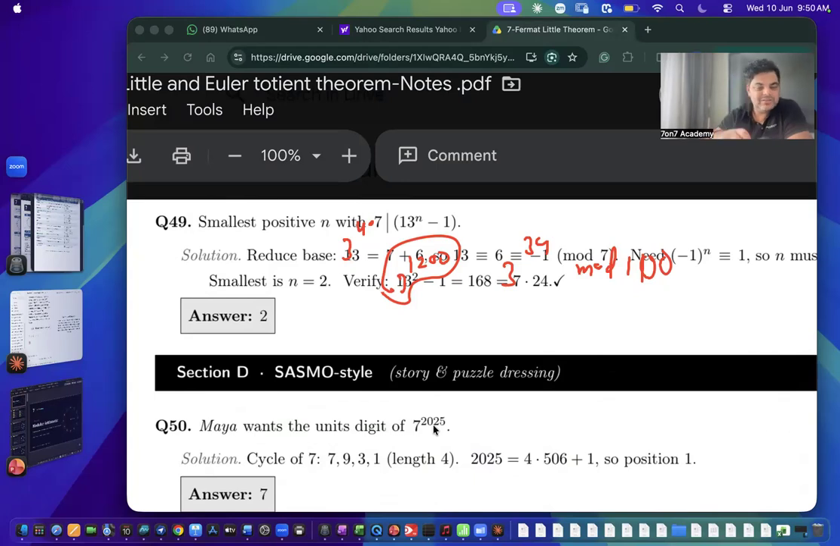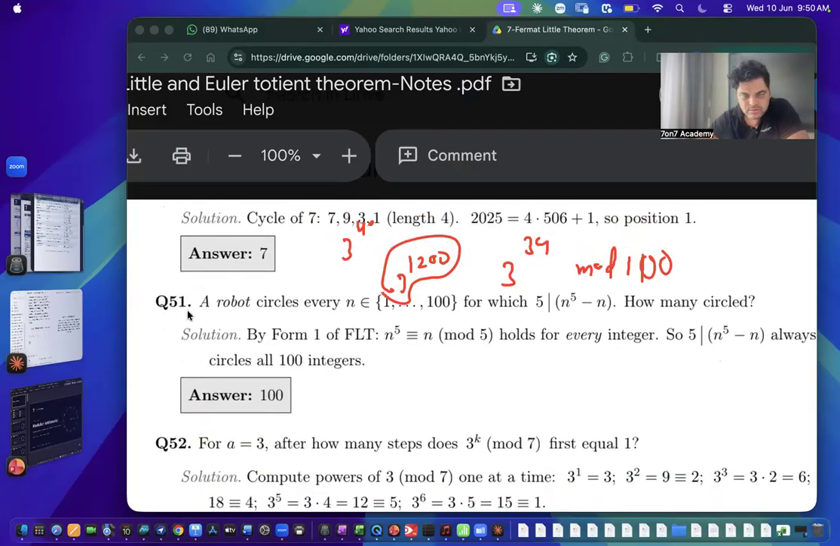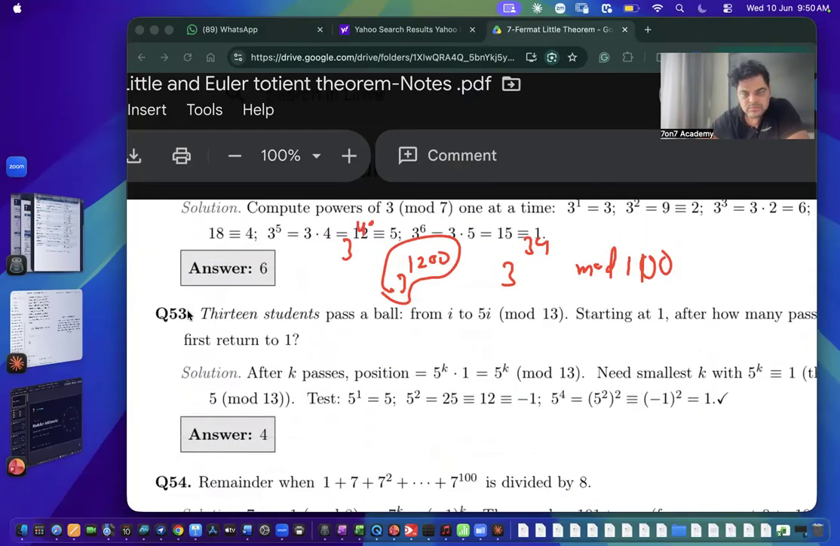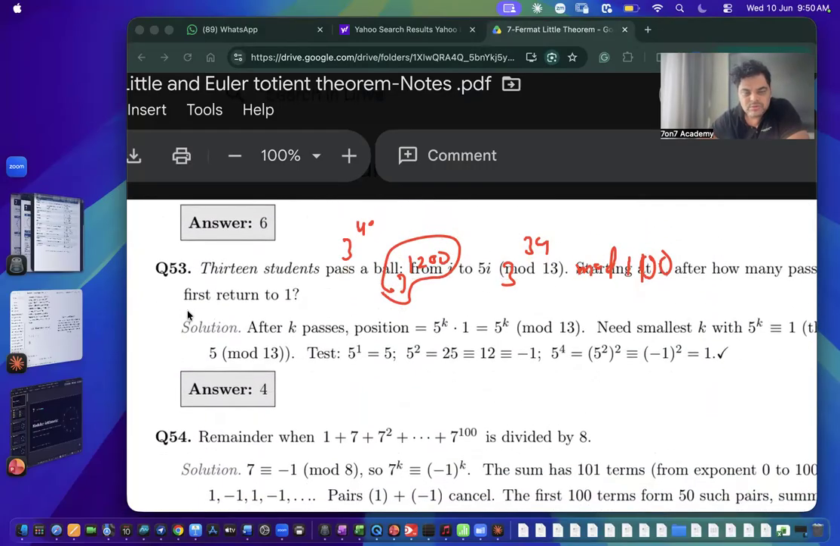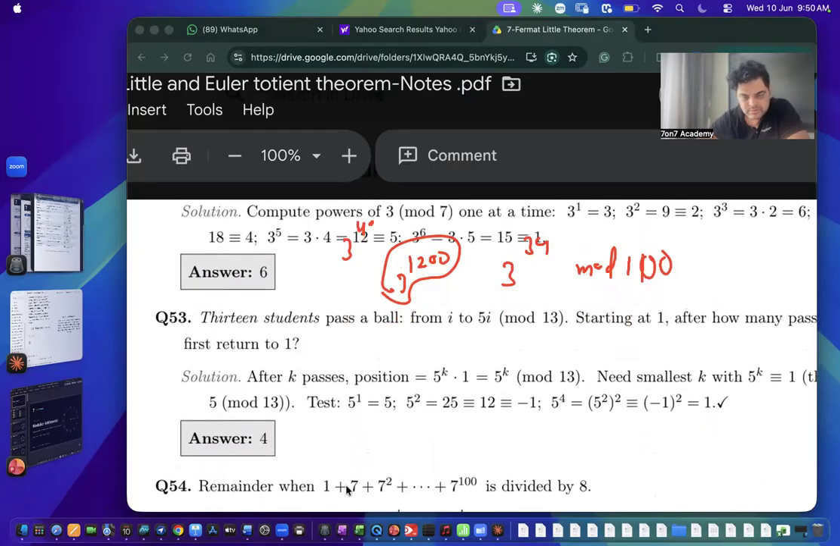Digit cyclicity of this is this. So this is one more than that. So the answer is going to be 7 only now. How will you do this? This one. Dhruv, how will you do 1 plus 7 square up to 7 raised to 100? If I divide by 8, what is the remainder?